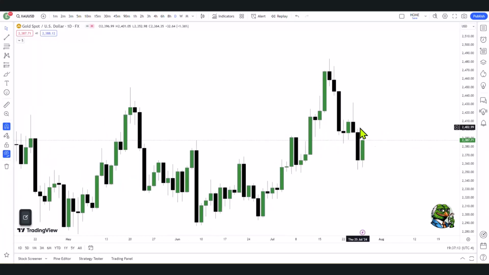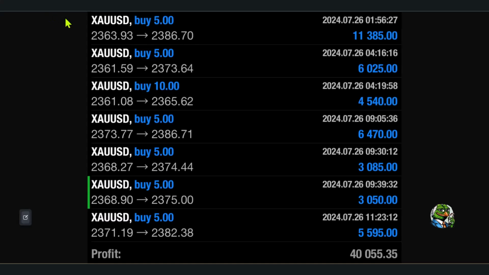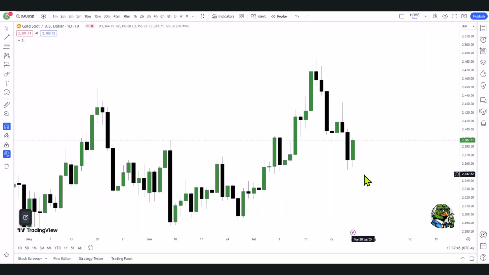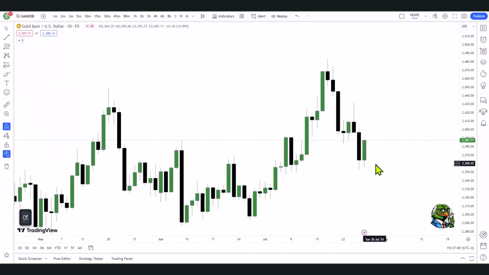I've captured the majority of that move, if not all, because I was long from 2363, which is all the way down here, and I've kept those positions and continue to trade up all the way up to 2390 or 2387, I think was my highest close. So this one here, 2386.7. You can see it's from 2363.93, so 2364. So this entire day, I've been able to capture.